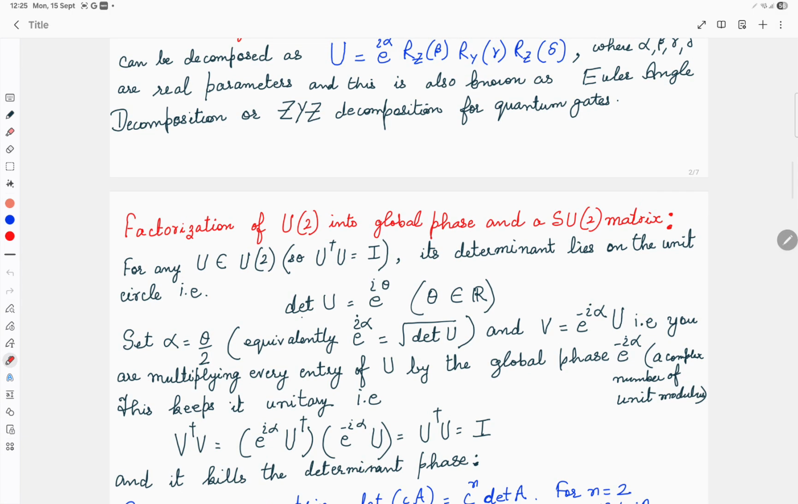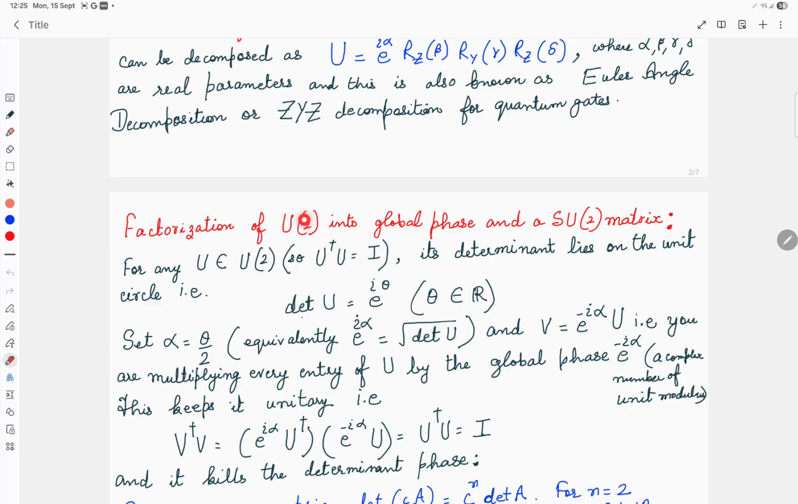Now we need to understand one more thing when we deal with the basics of the special unitary group and the unitary matrices, is that we have to consider the factorization. We have this U2 matrix. What is U2 matrix? U2 matrix is a unitary matrix. What is the condition for unitary matrix? That the adjoint of this matrix multiplied by the matrix itself will give me the identity.